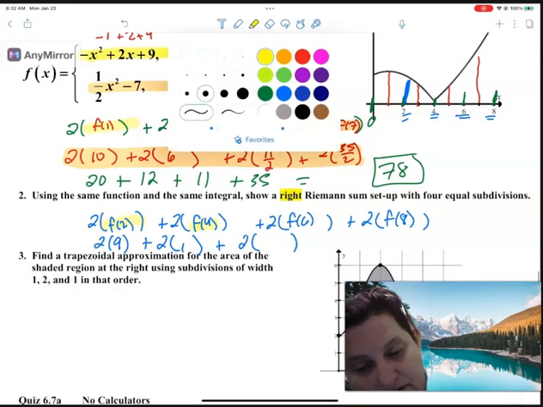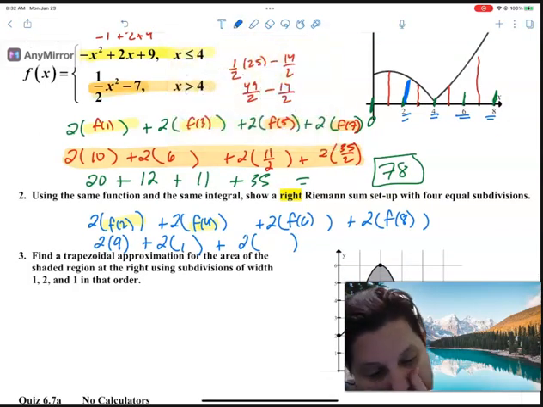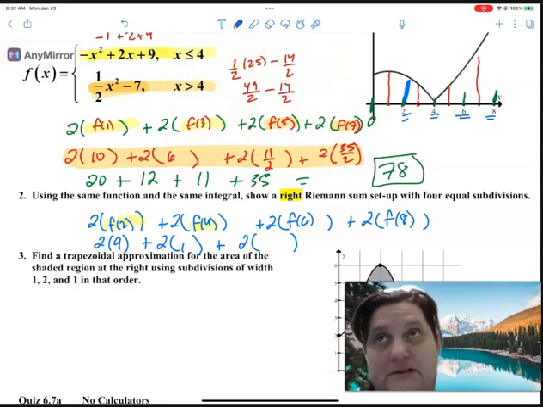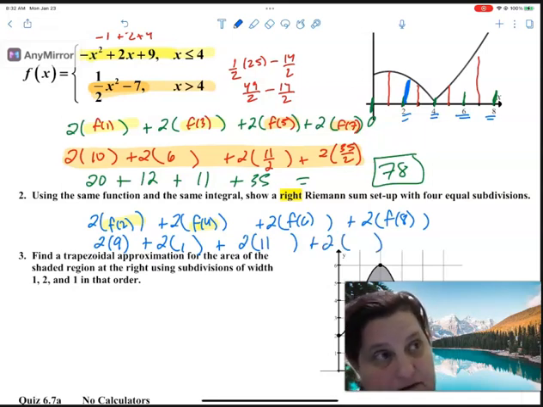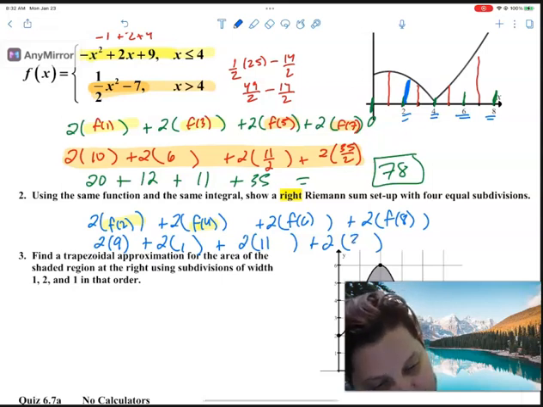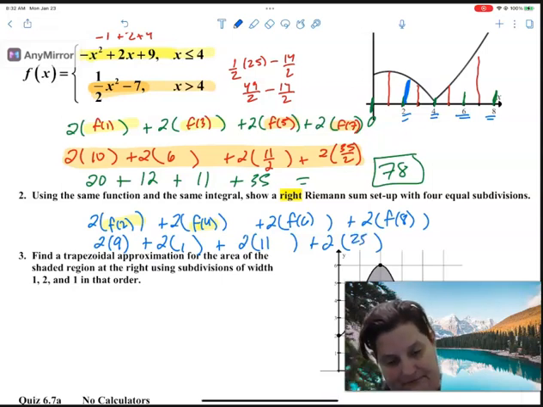And then for the other 2, I'm going to go into here. If I plug in 6, 6 squared is 36, half that's 18. 18 minus 7 is 11. If I plug in 8, 8 squared is 64, half that's 32. 32 minus 7 is 25. Okay, and again, you could leave it like that.